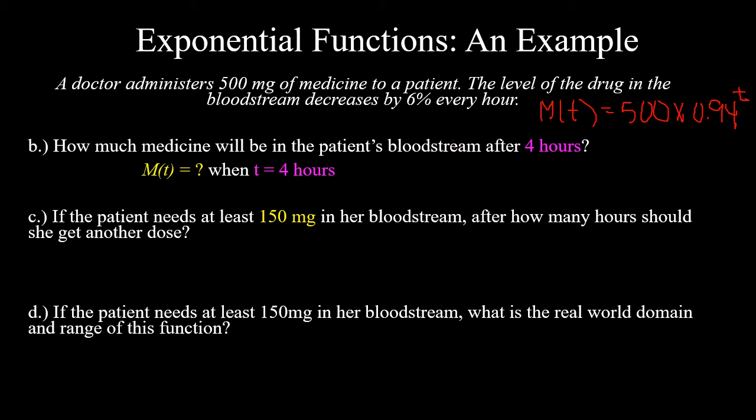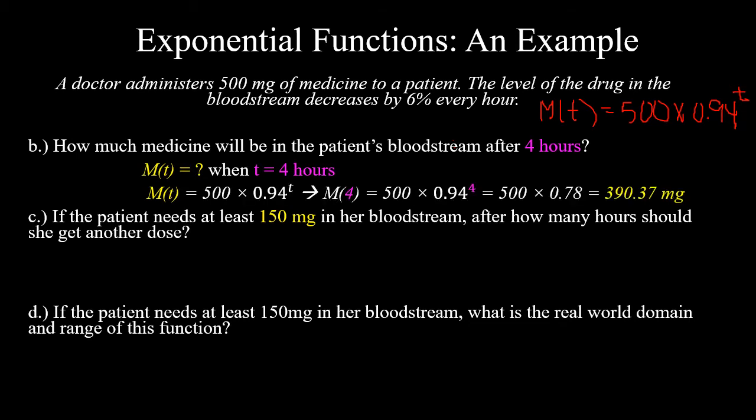So m of t equals what when t equals 4? Well, let's plug 4 in for t. M of t equals 500 times 0.94 to the t power. Always start with your original function, plug in what you know. So m of 4 equals 500 times 0.94 to the 4th power, which gives us approximately 500 times 0.78, and that is 390.37 milligrams. And guys, I'll always tell you how to round. So on the final, if rounding is required, I'll tell you what decimal place to round to, okay? So after 4 hours, that patient will have approximately 390.37 milligrams of medication in their blood, okay?